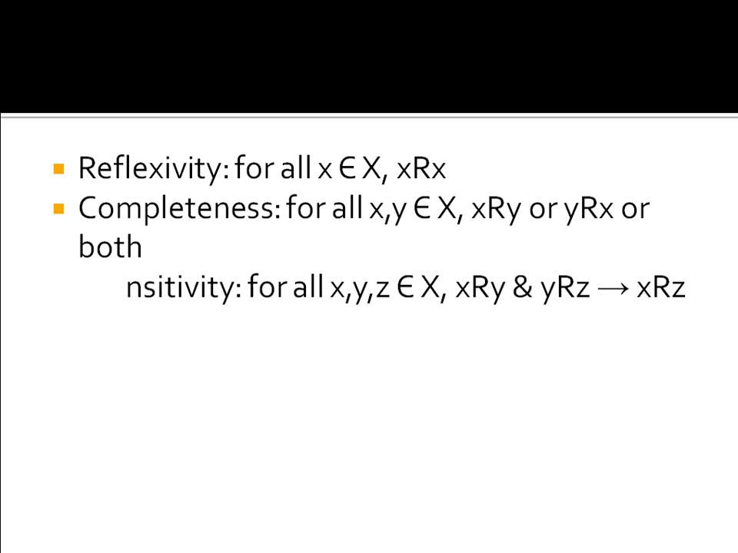And the last is transitivity. That is, for all x, y, z belonging to capital X, xRy and yRz would imply xRz. This means that if X is at least as good as Y and Y is at least as good as Z, then X is at least as good as Z. Transitivity would mean that if apples are at least as good as oranges and oranges are at least as good as bananas, then apples are at least as good as bananas. So this is transitivity.